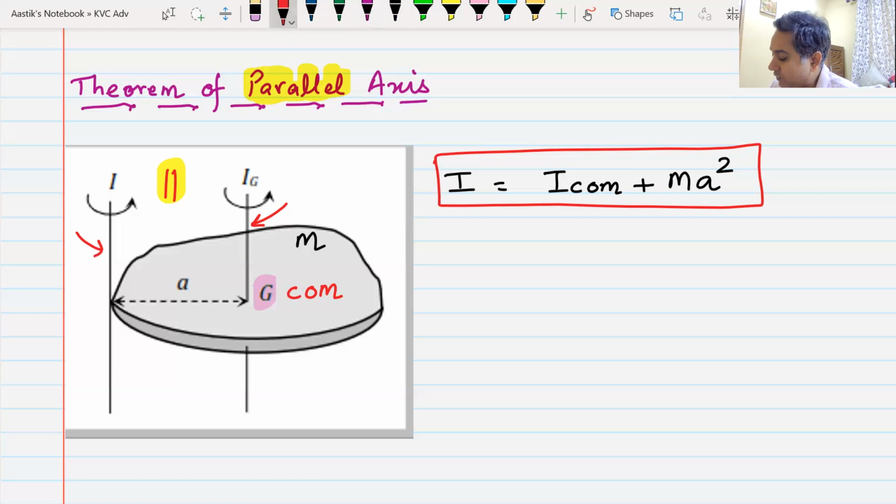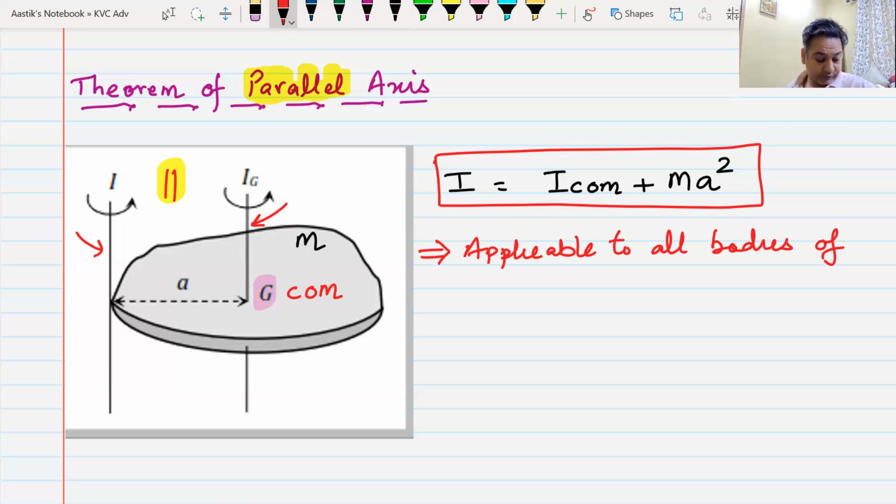What are the important points that you must remember? This is applicable to all bodies of any size or shape.